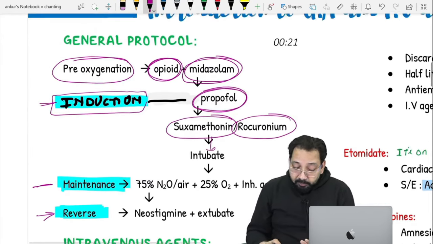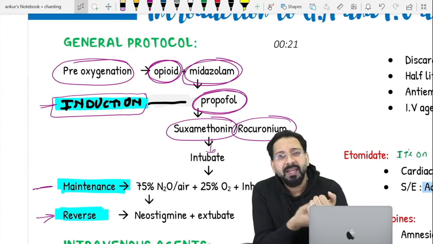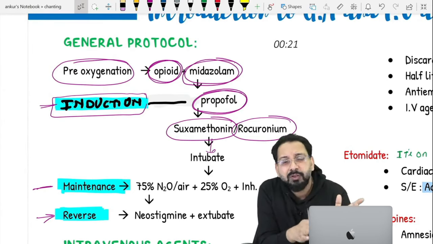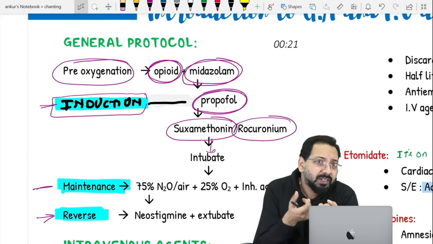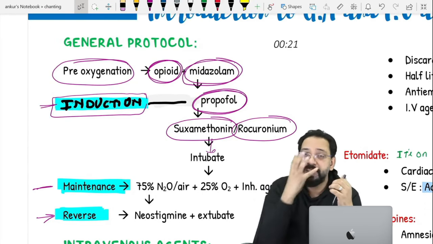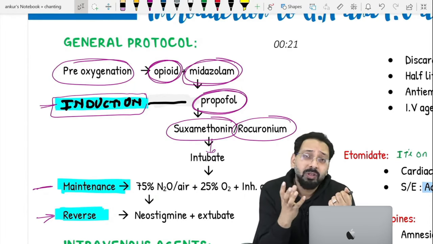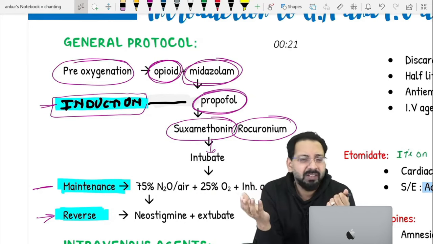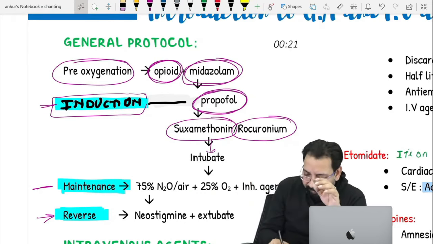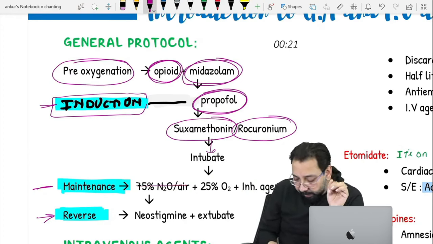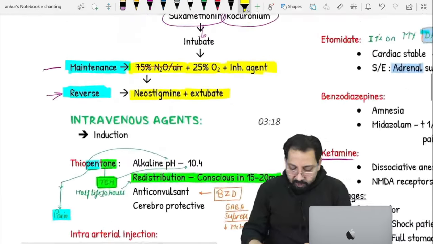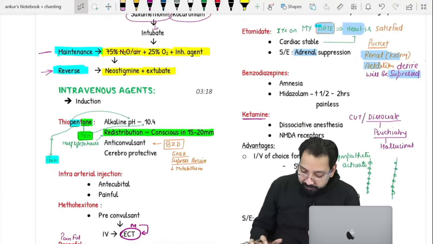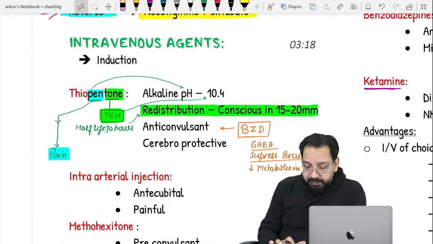Now you found that induction is usually IV. What is induction? Means from consciousness to unconsciousness. The patient is conscious. I want to make the patient unconscious. How can I do it? I will inject one thing, or I put a mask and give some inhalational agent. You can give inhalational agent to a child. If a child is there, then we can use inhalational agent to avoid the cannula. Otherwise, most commonly, induction is IV. But maintenance is by inhalational agent, N2O and O2. And reversal by neostigmine and extubation. I consider that you must have done this. Now, intravenous agents, all the questions you can easily do by the name itself.